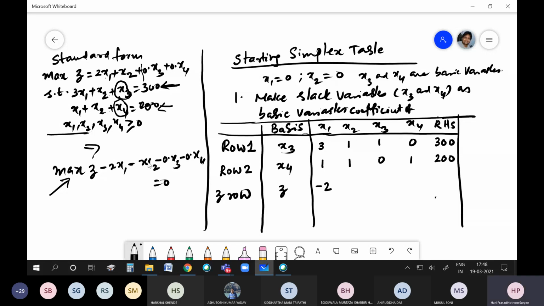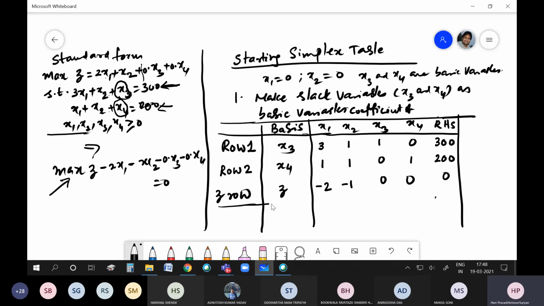Minus 2. What is the coefficient of x2? Minus 1. What is the coefficient of x3? In the z row? 0. What is the value of the function? 0.